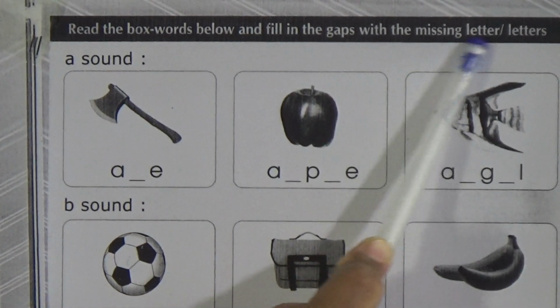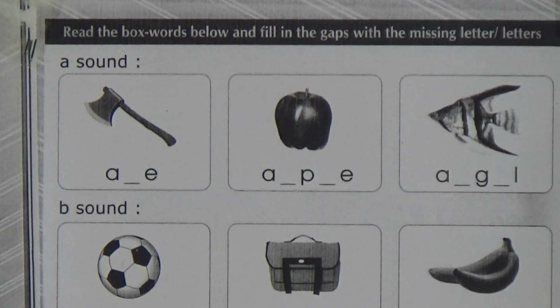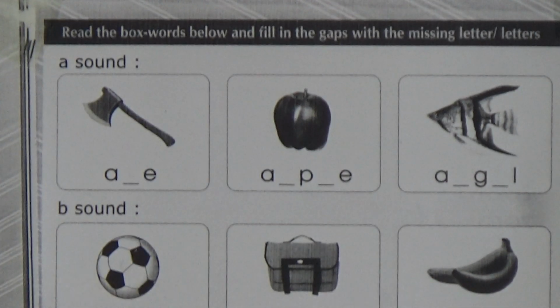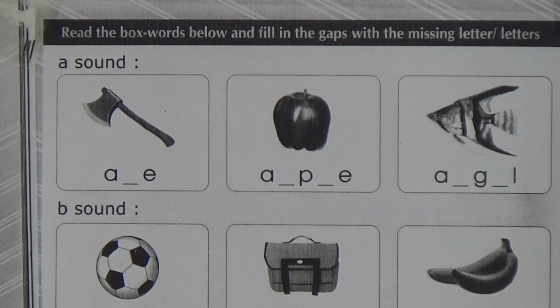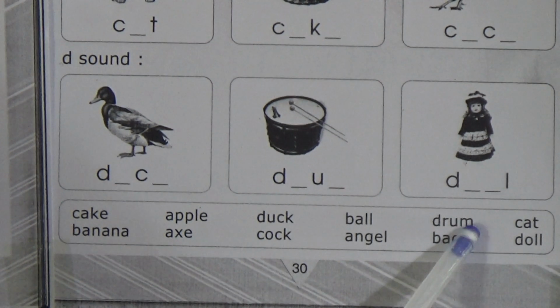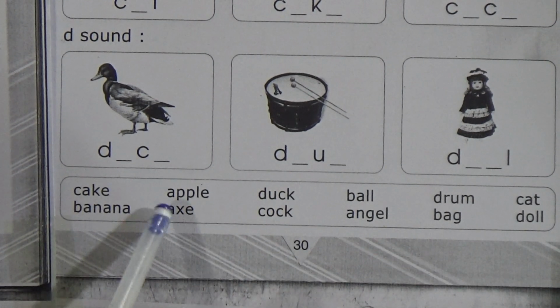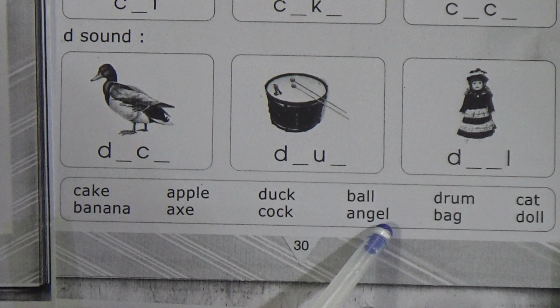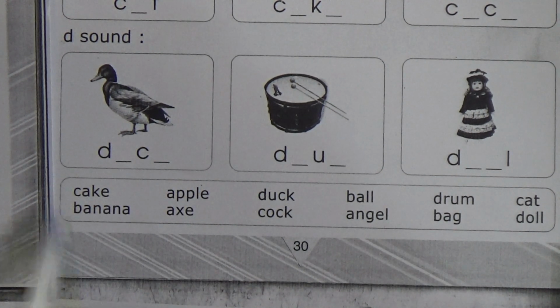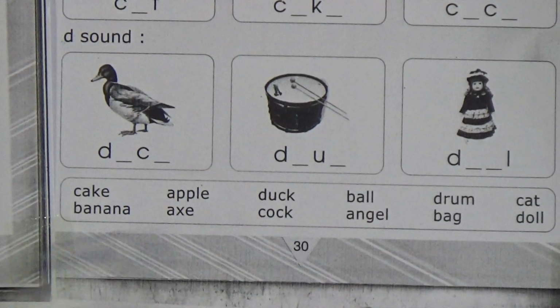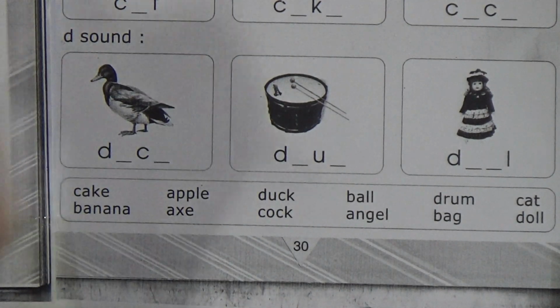Read the box words below and fill in the gaps with the missing letter or letters. Just look, there are some words but some letters are missing here. At first, just look here, there are some words here. Cake, apple, duck, ball, drum, cat, banana, eggs, cock, angel, bag, doll. So from these words, we have to fill in the blanks. At first, just look at the first one.